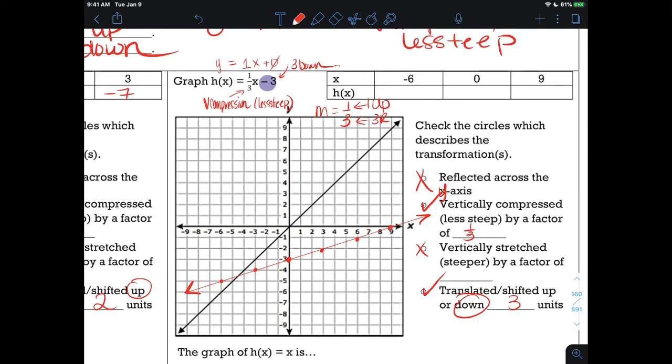Notice that if these were mountains, the black line, which actually is y equals x, that's what it looks like, would be much steeper, harder to climb. The red one, on the other hand, would be less hard to climb.